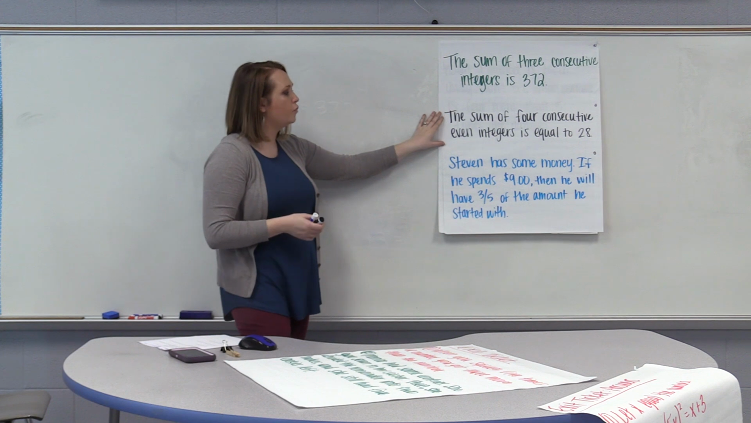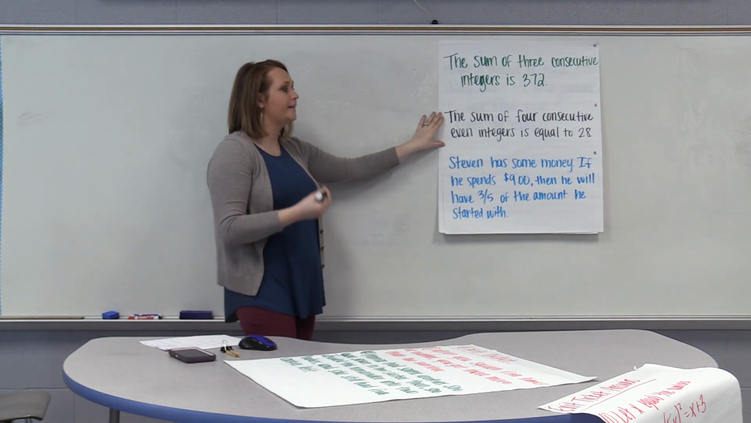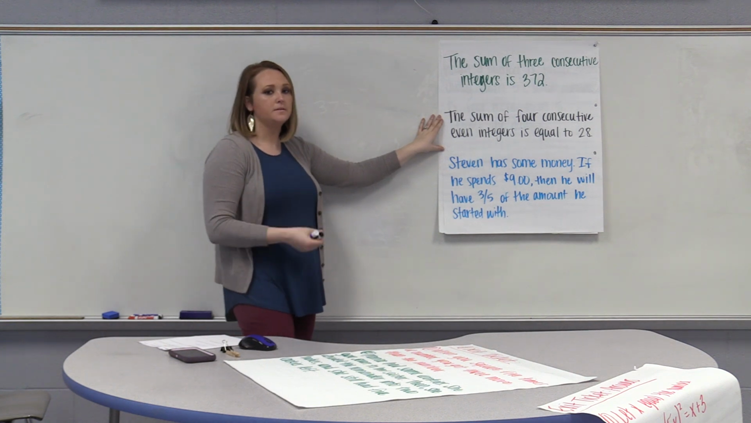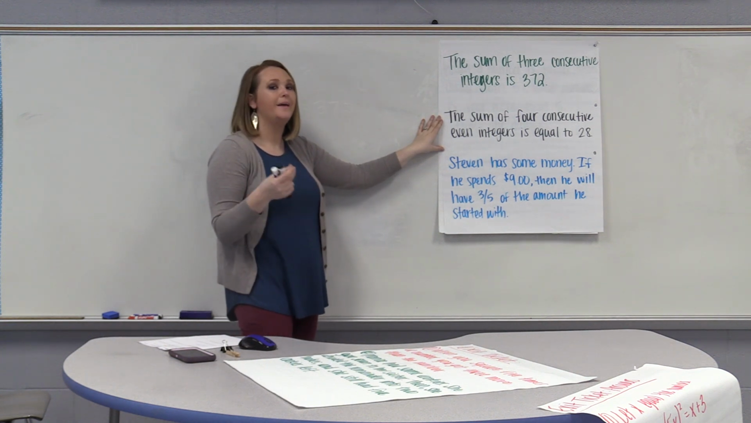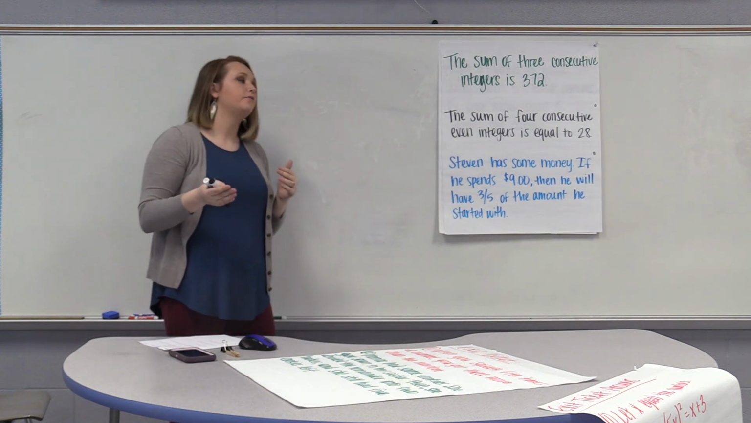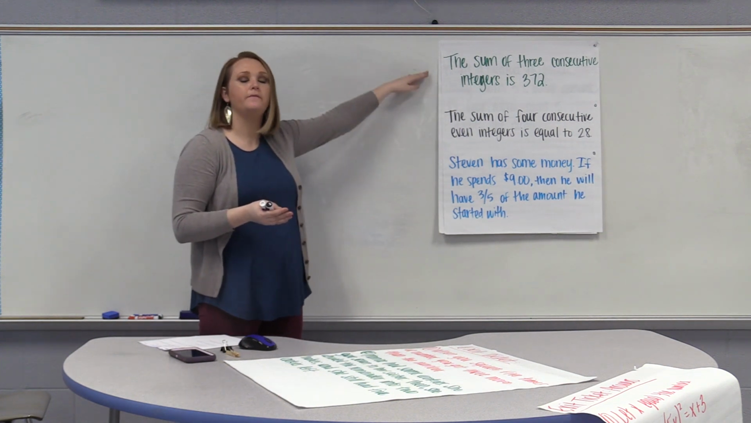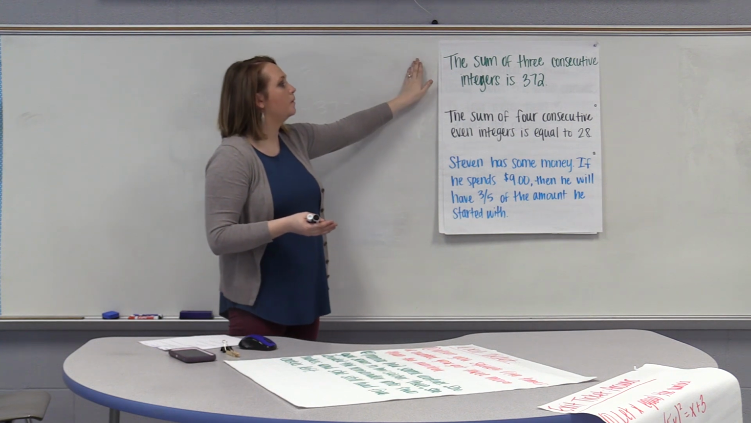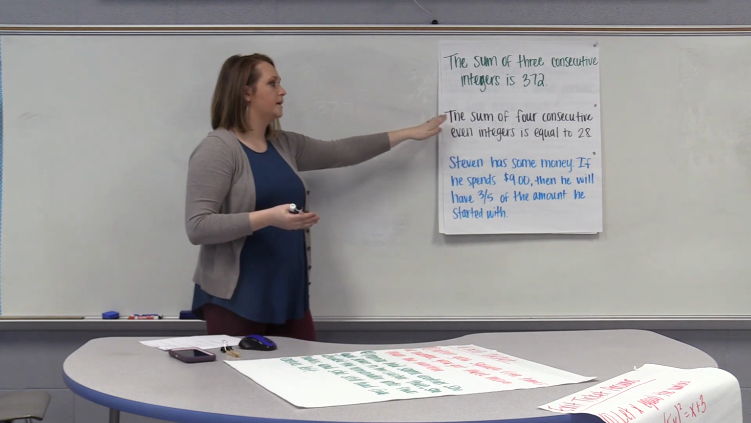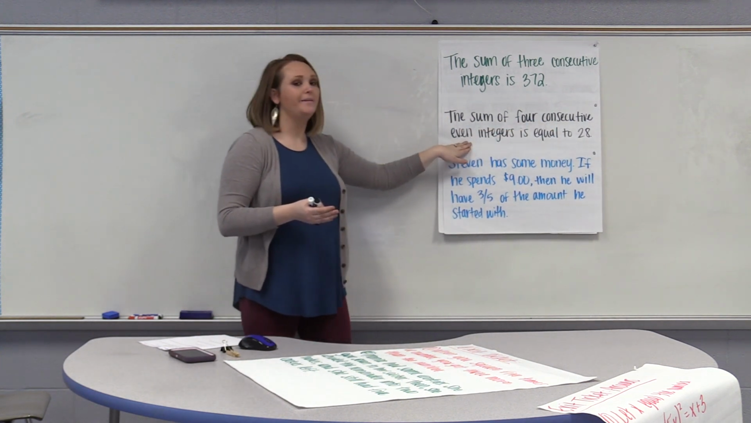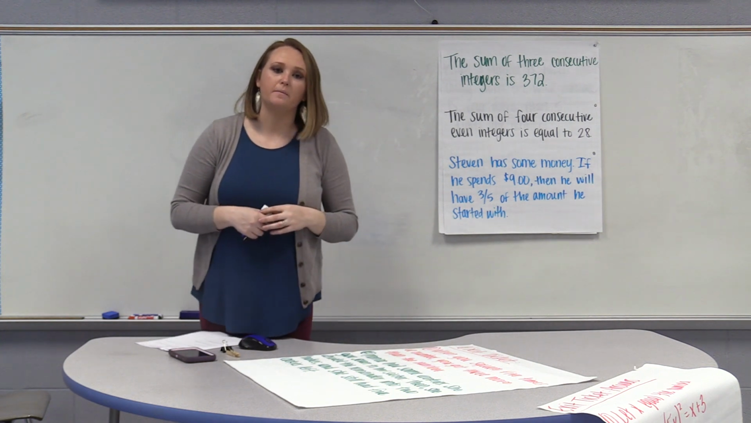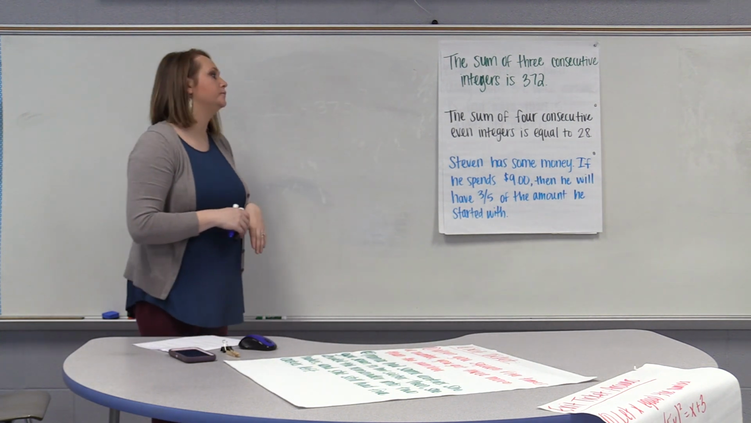The sum of 4 consecutive even integers is equal to 28. Now notice the difference between this problem and the previous problem. The previous problem just said 3 consecutive integers, whereas this problem says 4 consecutive even integers. Think about how that would change your mathematical statement. Try to write this one on your own.